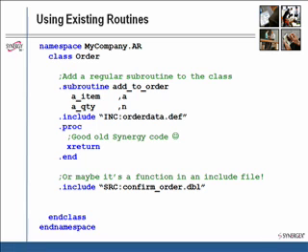Here's an example of adding two existing subroutines to the order class. As you can see, the add to order subroutine is entirely defined within the source code of the class, whereas the confirm order subroutine is .included from its original source file.